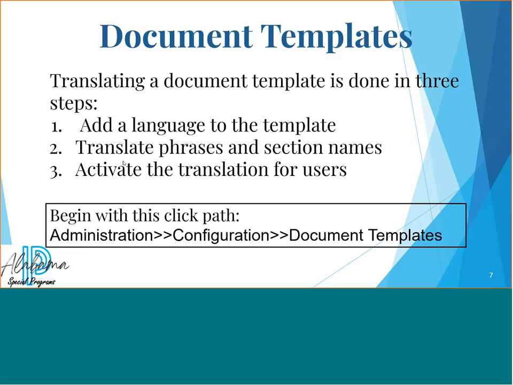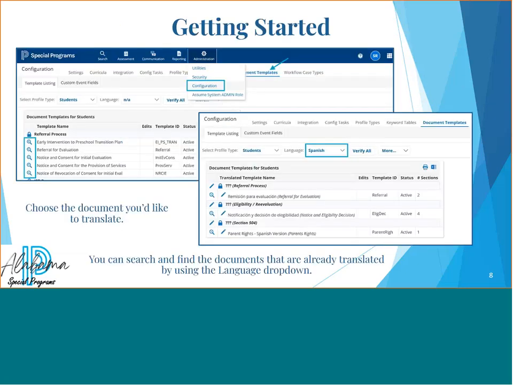So keep in mind, remember, you're going to have appropriate permissions to complete this as you, or you can assume the admin role. But once you have assumed the admin role, you're going to follow this click path: administration, configuration, and document templates, okay? So you're going to go to administration, configuration, and then once you get there, you're going to go to document templates. And then you will see a screen that looks like this. And you'll see a list of documents, okay? So you're going to start this process by determining which document you want to work with.